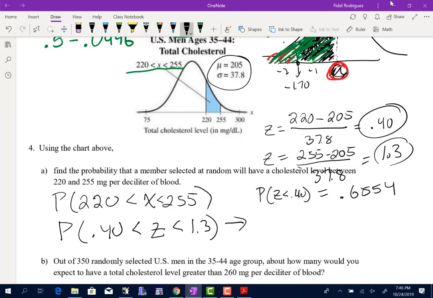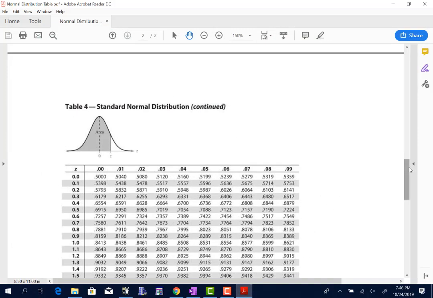0.6554, okay? And then I'm going to do the same thing. I'm going to find the probability that z is less than 1.3. So I'm going to come back to my table, and I'm going to go to 1.3. And 1.3 looks like it's 0.9032.